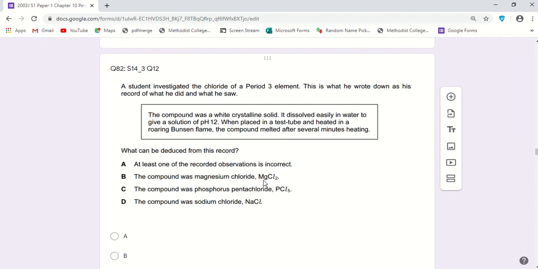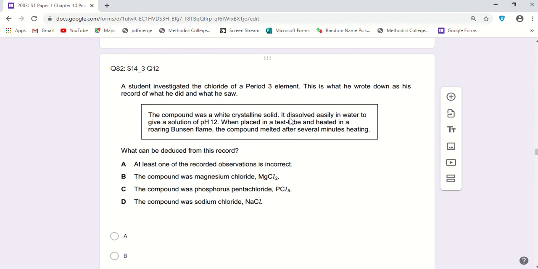B, we have magnesium chloride, because they ask you to deduce from this record which is the chloride, or the observation is wrong. Then we have magnesium chloride, phosphorus chloride, and also sodium chloride. Now let's look at the observations. The compound was a white crystalline solid. All these three are white solids. So this statement is correct for all these three chlorides.